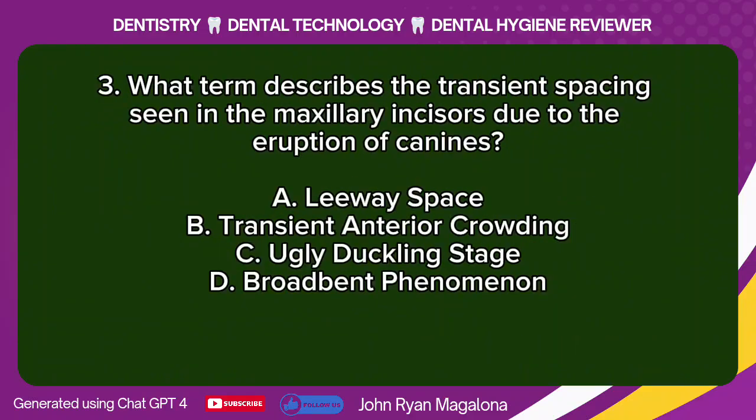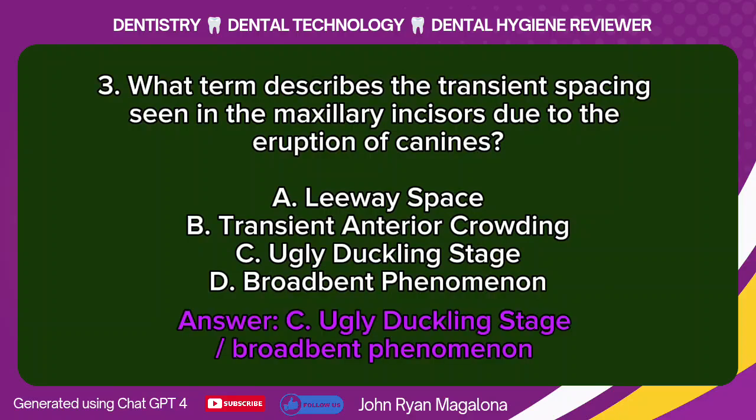3. What term describes the transient spacing seen in the maxillary incisors due to the eruption of canines? A. Leeway space. B. Transient anterior crowding. C. Ugly duckling stage. D. Broadbent phenomenon. Answer: C. Ugly duckling stage.